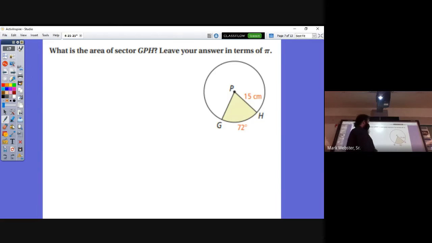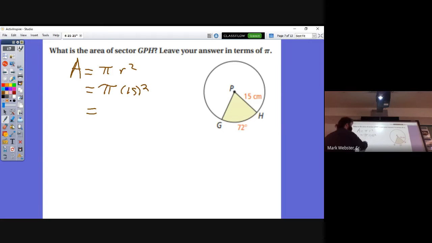I'm going through here and I'm seeing I've got the radius, and they want us to figure out the area of this little slice, right? So all you have to do, just start with the area. Don't overthink this. Well, R is 15, so let's do that. Right, and then our part that we care about is 72 degrees out of the whole 360.